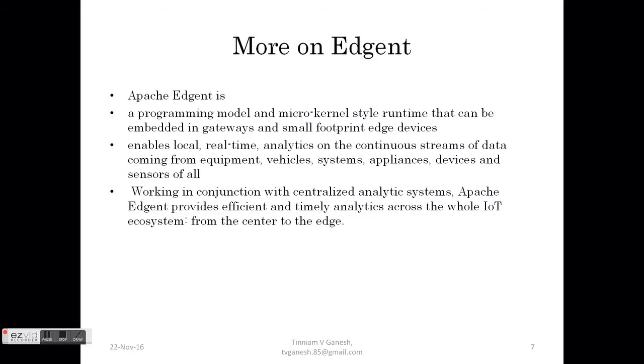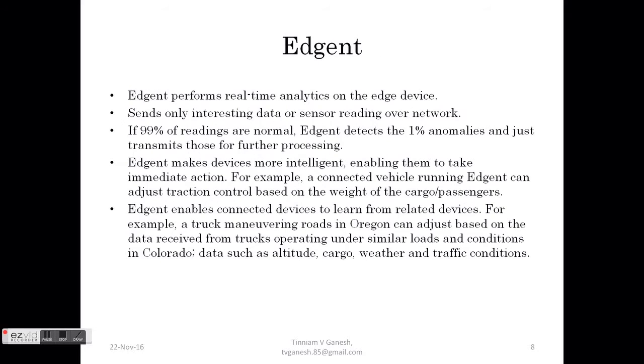And the nice part about Apache Edgent is that it doesn't try to send all of the data. It only sends interesting data from the sensors to the network. So if 99% of the readings were normal and there were just 1% anomalies, then it would just transmit those anomalies to the backend server for further processing. So it takes intelligent decisions, and it sends the data back over the network.